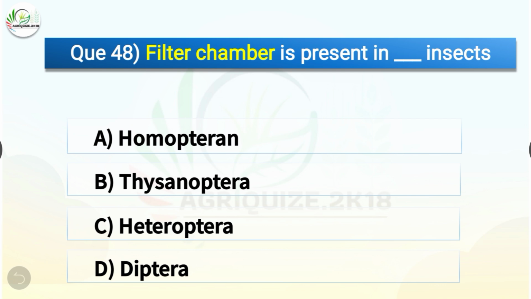Question number 48. Filter chamber is present in dash insects. The options are Homopteran, Thysanoptera, Heteroptera, or Diptera. The correct answer is option A, Homoptera. So, filter chamber is present in Homopteran insects.